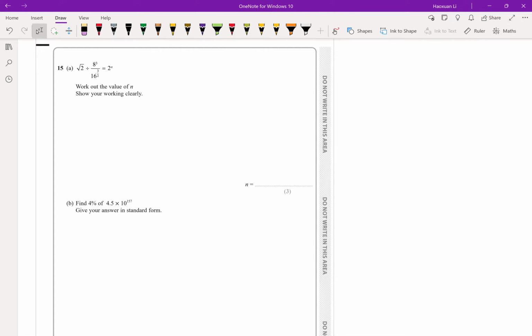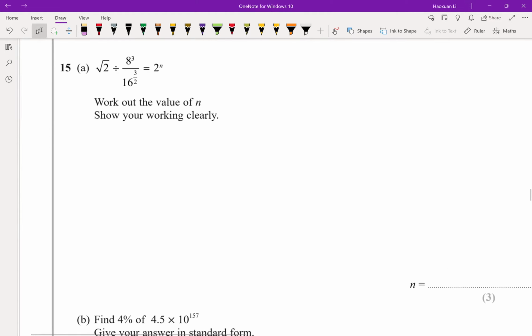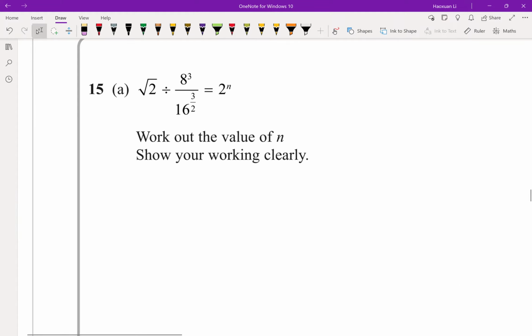Question 15. Part A. The square root of 2 divided by 8 cubed divided by 16 to the power of 3/2 equals 2 to the power of n. Work out the value of n. Show your working clearly. So here's the square root of 2. Bear in mind, the square root of 2 is equal to 2 to the power of a half.